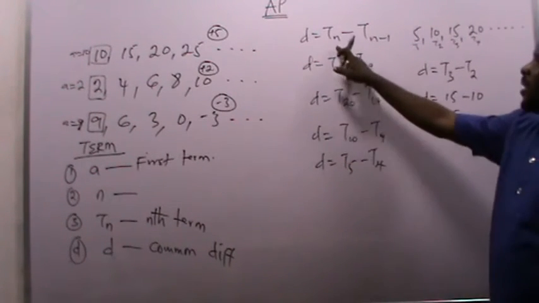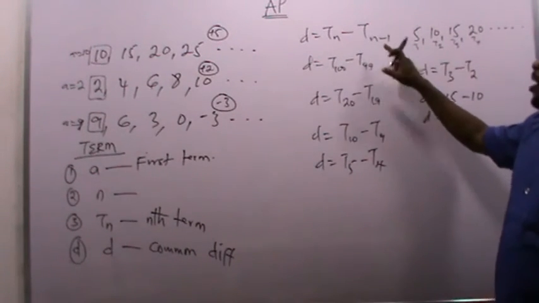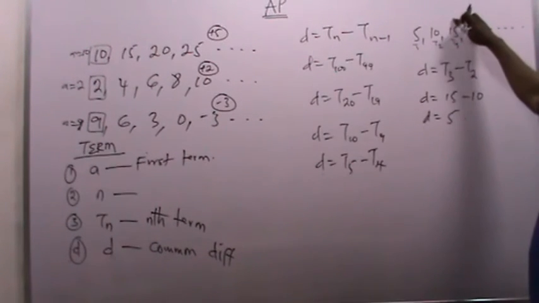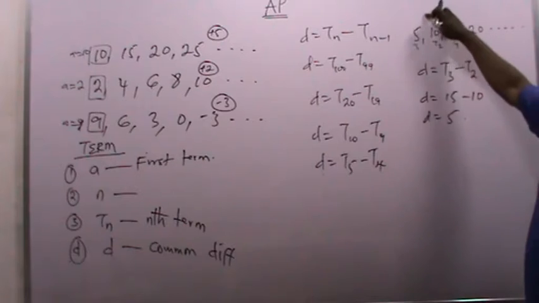So common difference means Tn minus T(n minus 1). So you deduct the preceding term from the progressive term. 20 minus 15, 15 minus 10, 10 minus 5.